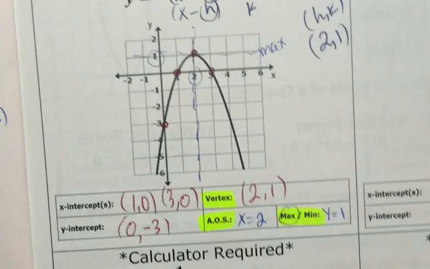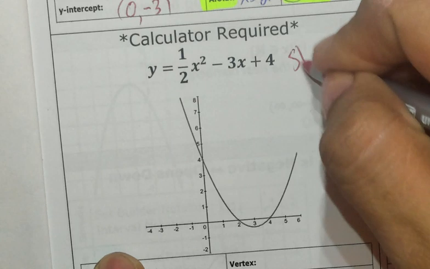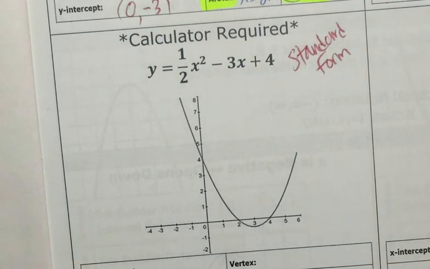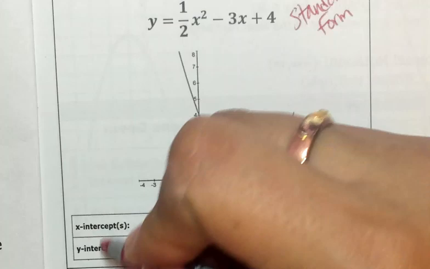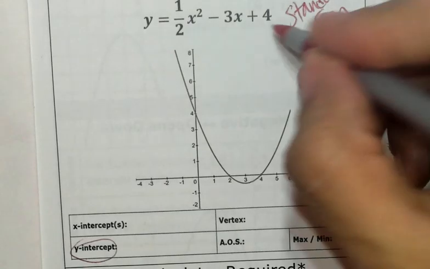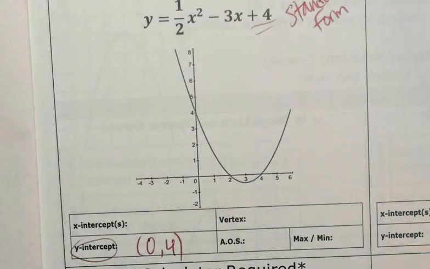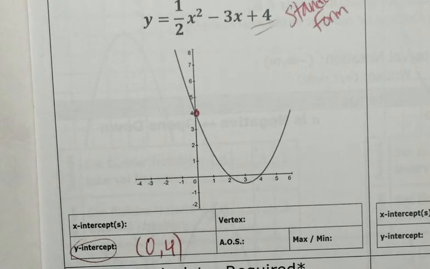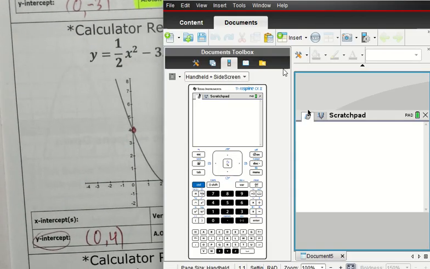So that helps. This one though, this one is written in standard form. And because it's written in standard form, we can only identify the attribute of the y-intercept, which is this last value. So the y-intercept here is 0, 4. And if you look at the graph, it is touching at 0, 4. All right, so I'm going to type this in the calculator and use it to find the other attributes.